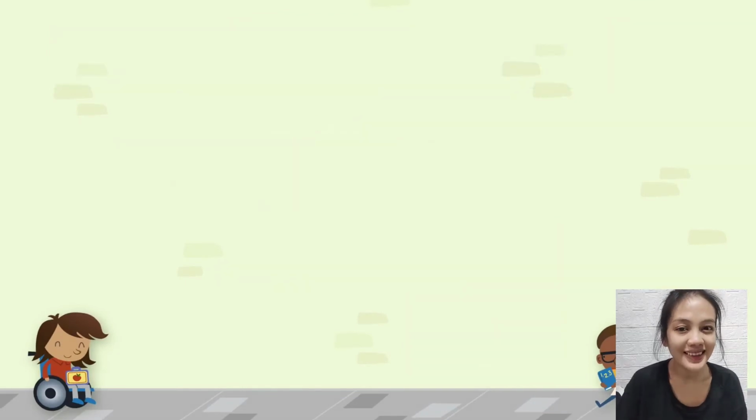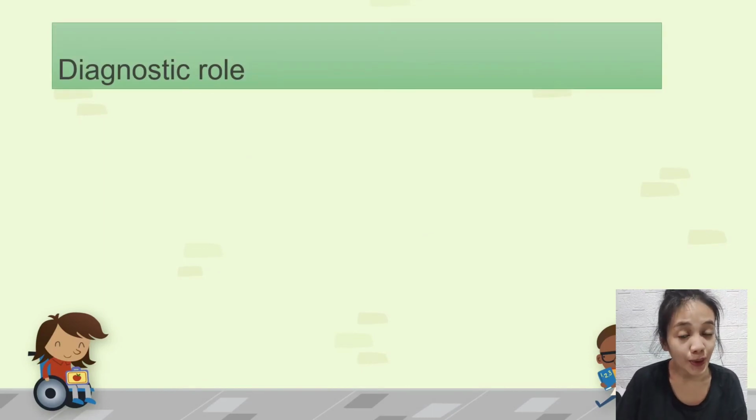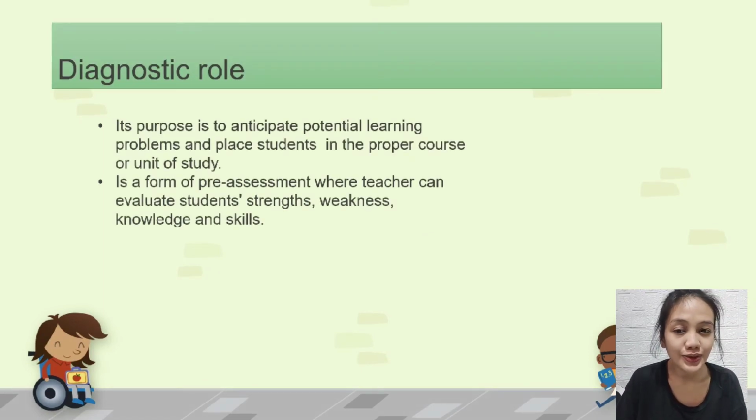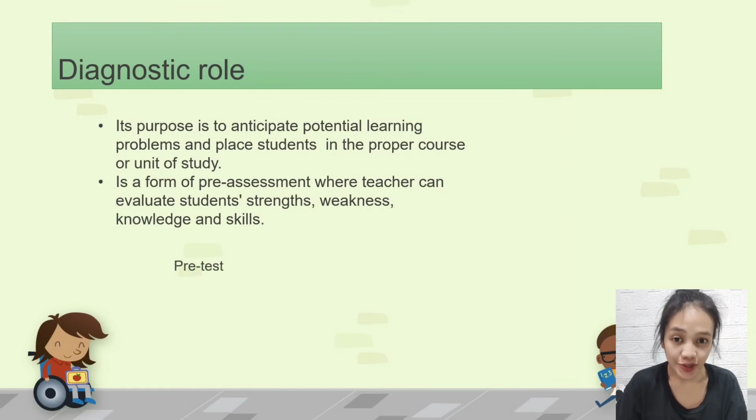The second one is the diagnostic role. This role is used to diagnose the student's learning difficulties during instruction. What is the purpose of this role? Its purpose is to anticipate potential learning problems and place students in the proper course or unit of study. These are types of diagnostic assessment: pre-test, self-assessment, and interview with each student.